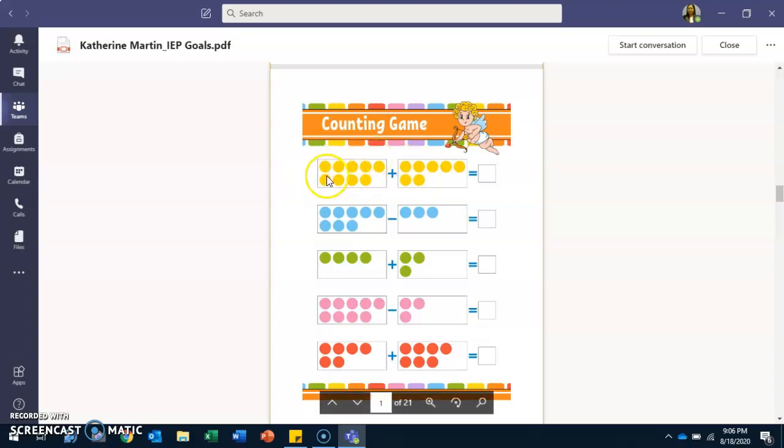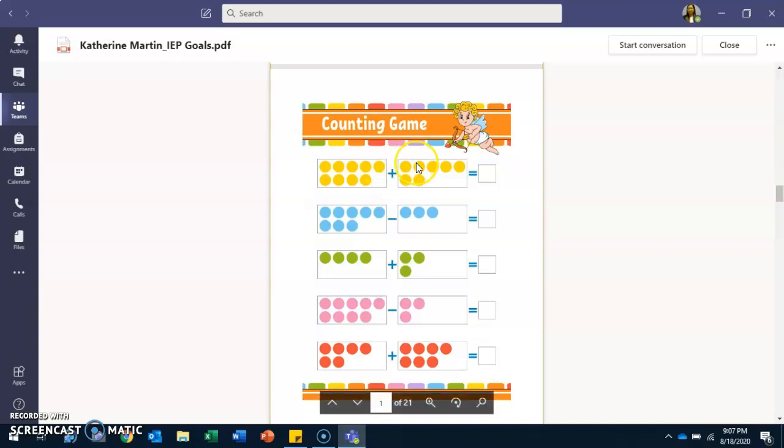Count with me. Get ready. 1, 2, 3, 4, 5, 6, 7, 8, 9. So how many circles do we have here? 9 yellow dots. Under this box, you are going to write the number 9. Now, what is this symbol right here? Plus. Say it with me. Plus.